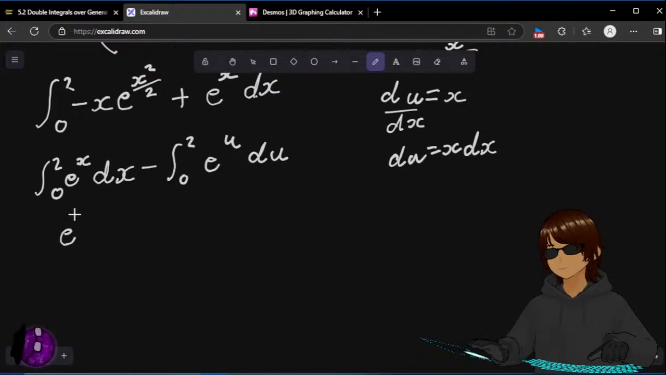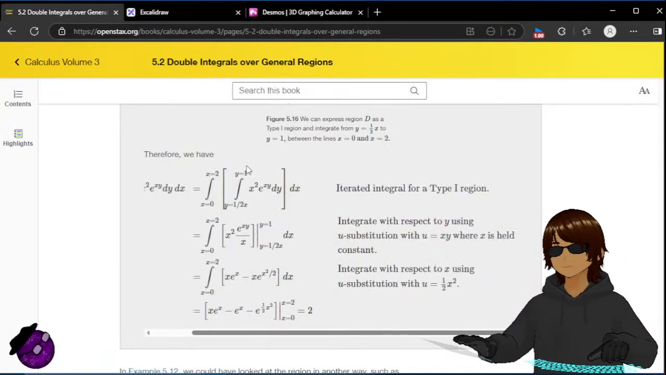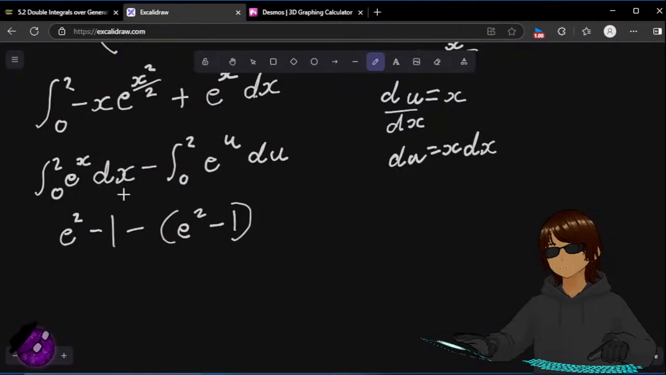Yeah, so e square minus e to the power of 0, which is 1, then minus it with e square minus 1. Is this correct? Oh, yeah. So this and this cancel out.